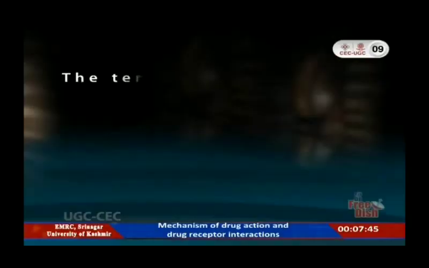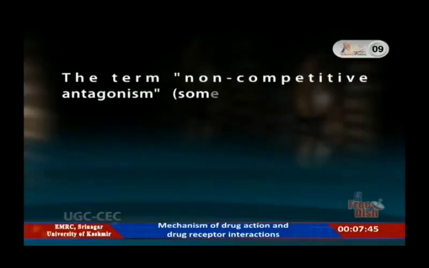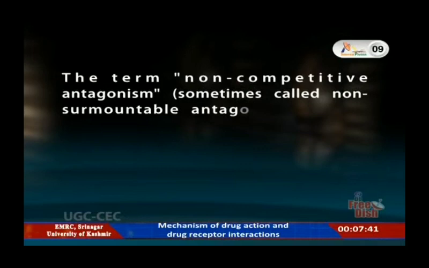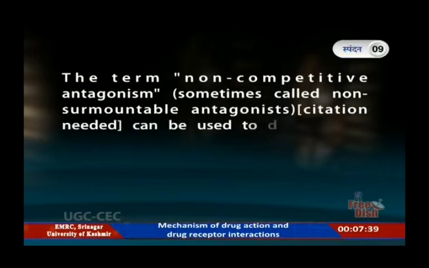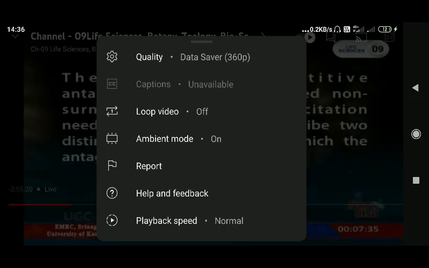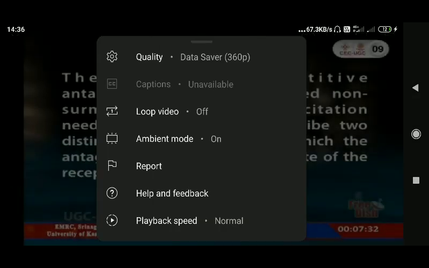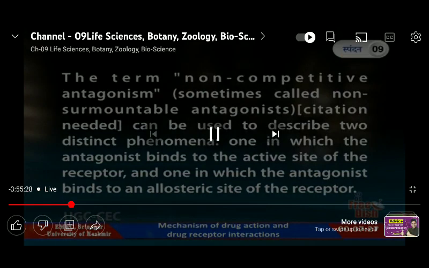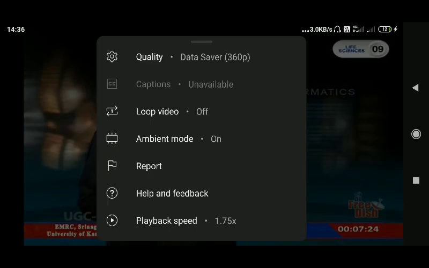Non-competitive. The term non-competitive antagonism, sometimes called non-surmountable antagonism, can be used to describe two distinct phenomena. One in which the antagonist binds to the active site of the receptor and one in which the antagonist binds to an allosteric site of the receptor. While the mechanism of antagonism is different in both of these phenomena, they are both called non-competitive because the end results of each are functionally very similar.